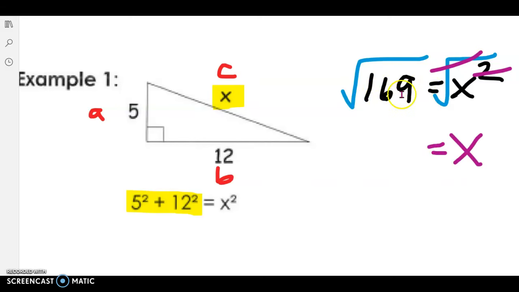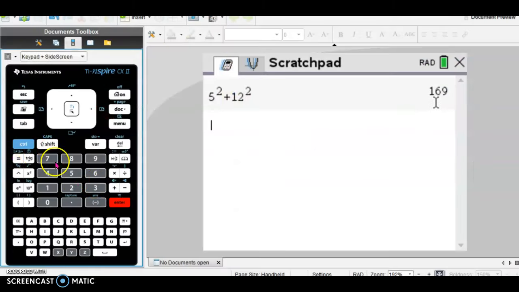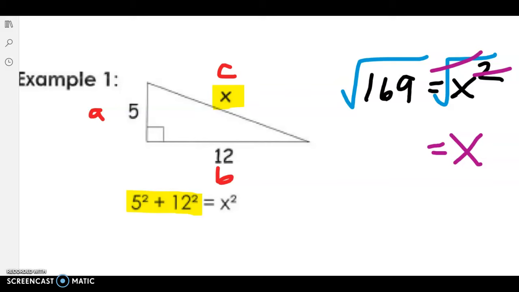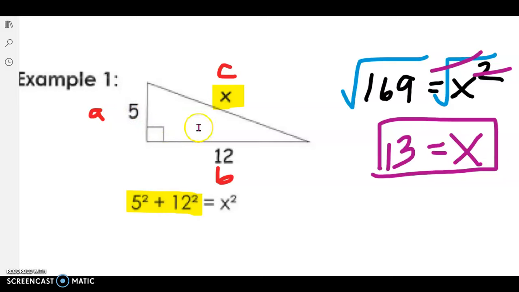So first, let's see, is 169 a perfect square? Let's actually find the square root of it. Control, and then x squared. See, it creates that square root. Type in 169. Lucky us, it is a perfect square. It does give us a whole number, 13. So x equals 13. We now know the missing side length. These two sides were 5 and 12, and the hypotenuse, which is always the longest side, by the way, is 13.